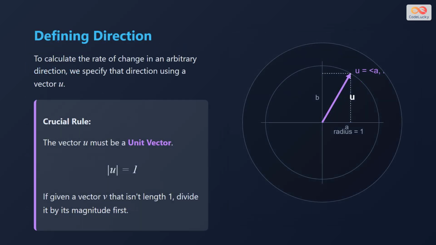To solve this, we first need a way to mathematically describe direction. We do this using a vector, typically denoted as u. There is one absolutely critical rule here. u must be a unit vector. This means its length, or magnitude, must be exactly 1. If you use a vector with a length of 2 or 5, your calculated rate of change will be incorrectly scaled. We often write u as a vector with components a and b, where a squared plus b squared equals 1.